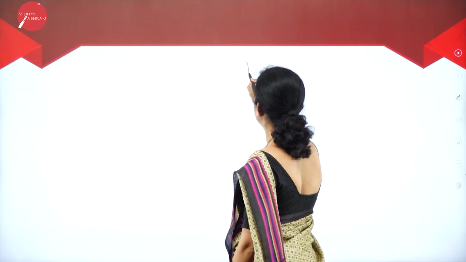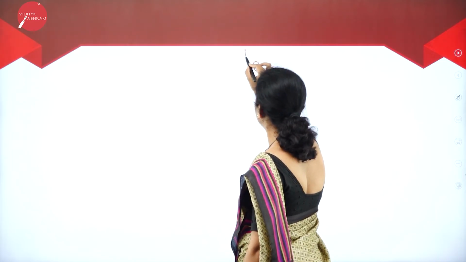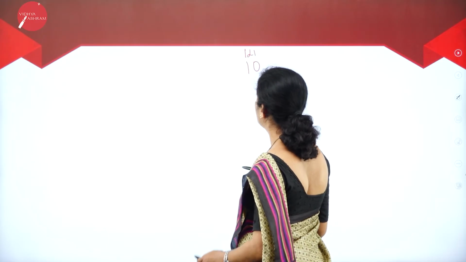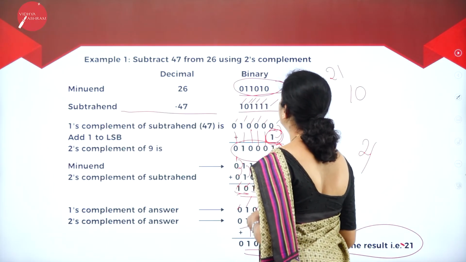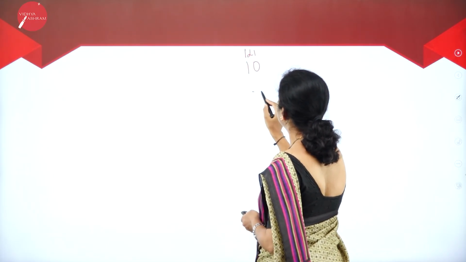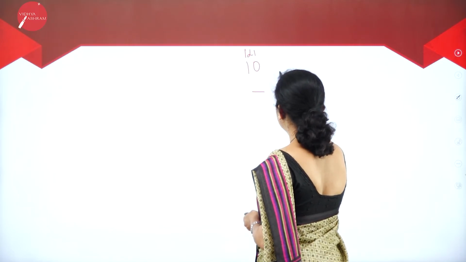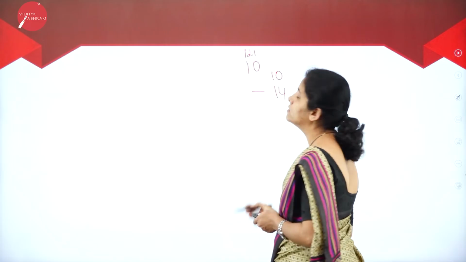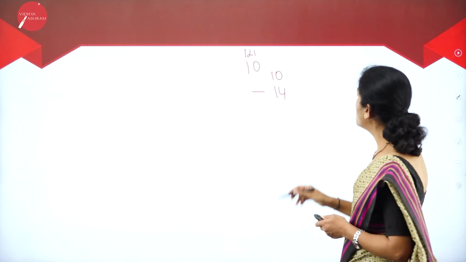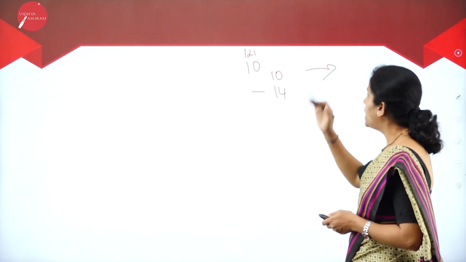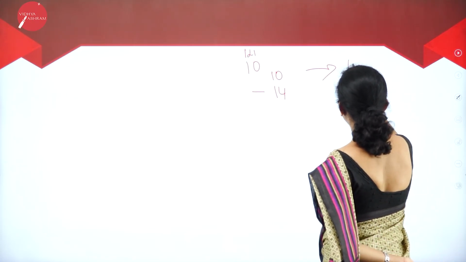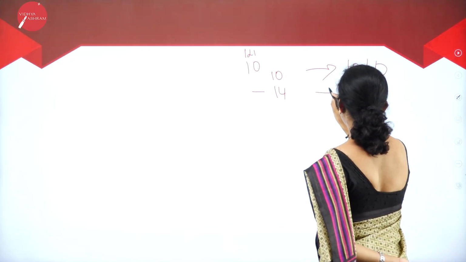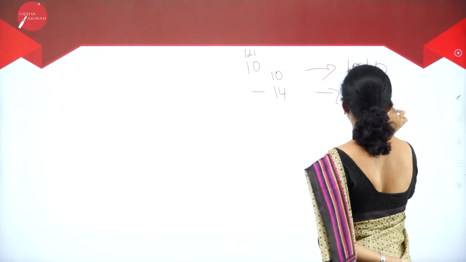Let me take another example here. I am having 10 and 14. That means I am going to subtract 14 from 10. So, what I want to do is write the binary equivalent, that is 1, 0, 1, 0 and 1, 1, 1, 0.